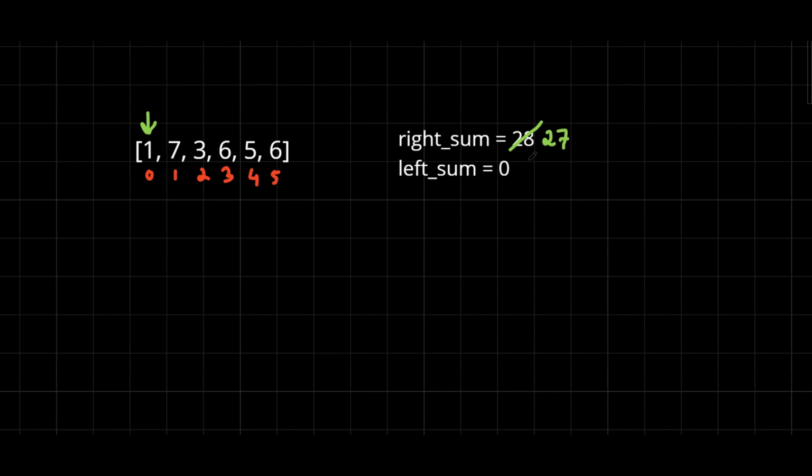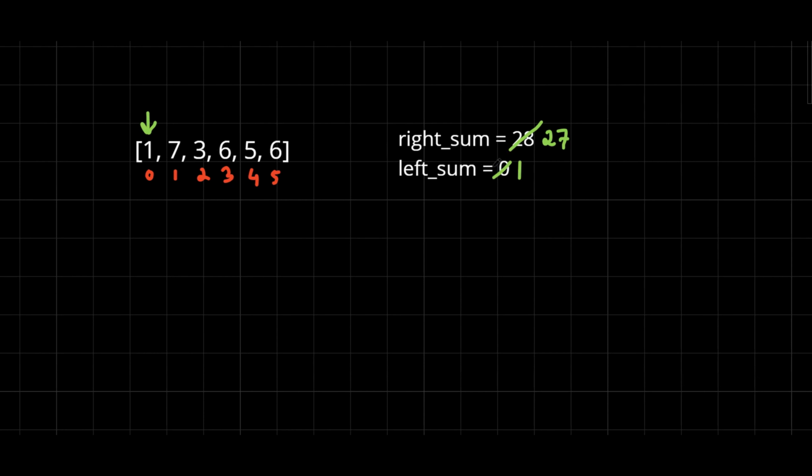Now we have to check whether the right sum and the left sum are equal or not. So here 27 is not equal to the left sum value, which is 0. So here we don't have to do anything. After that, we have to add the corresponding element to the left sum. So here the left sum value will become 1.